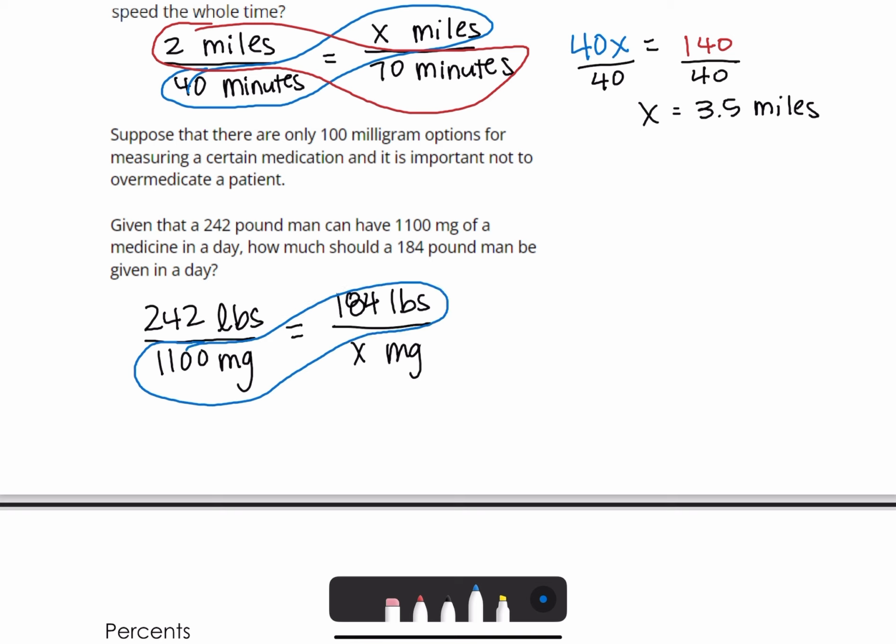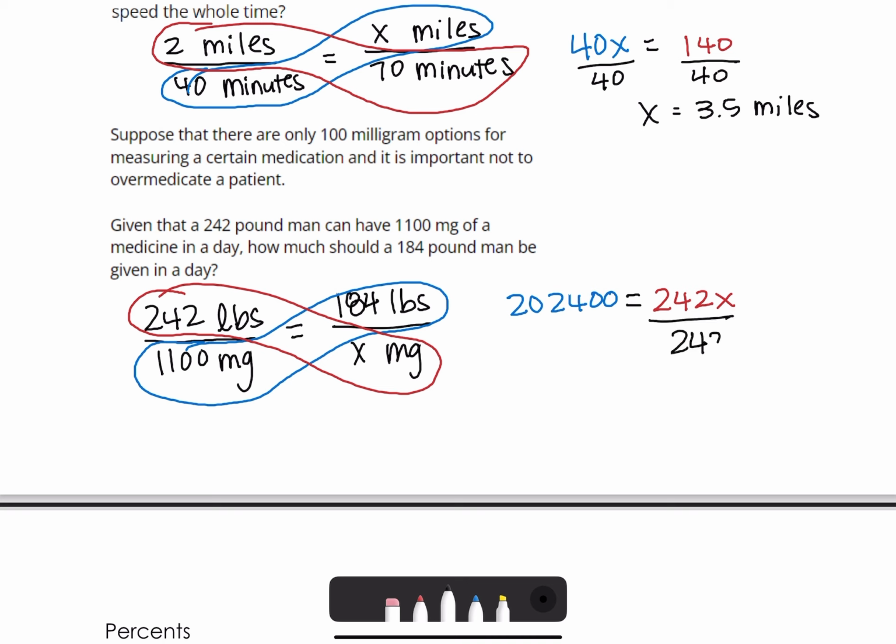So 184 times 1,100, and then 242 times x. And then to solve, we divide by 242. So x is 836.36 milligrams.